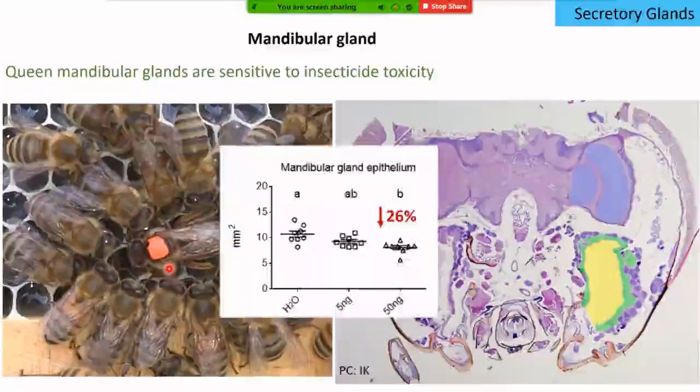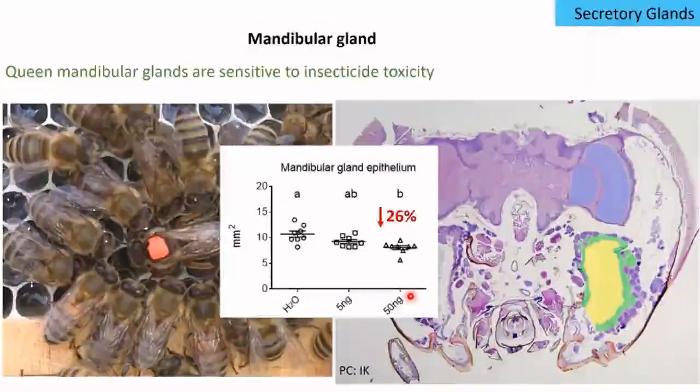And what we found is that queens that were exposed to 50 nanograms of thiamethoxam, or this insecticide, develop into adult queens with mandibular glands that are 26% smaller compared to the control bees. Now, it is important to say that this dose is extremely high and is almost 10 times higher than any environmentally relevant dose. But as veterinarians, we also know that functional abnormality often precedes morphologic changes.